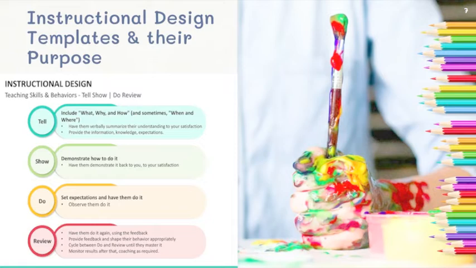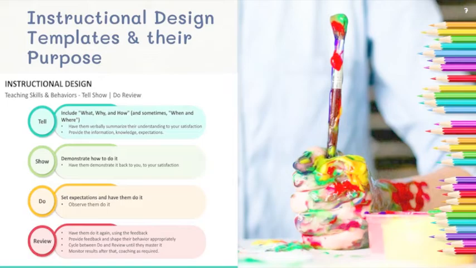Show, demonstrate how to do it, right? This is the modeling aspect here. Having them demonstrate it back to you to your satisfaction as an educator once again. The do, set expectations and have them do it, observe them doing it. And lastly, review, have them do it again using the feedback. Provide feedback and shape their behavior appropriately. Cycle between do and review, back and forth, bouncing between the two until they master it. Monitor results after that, coaching as required.